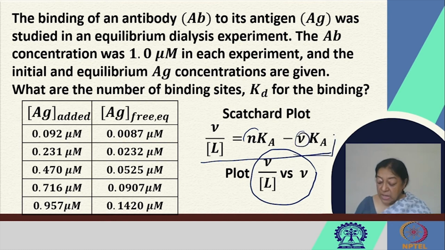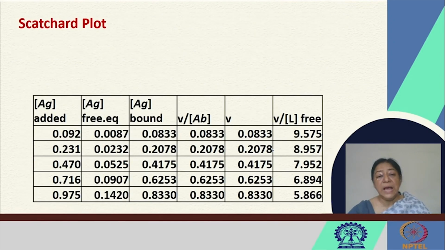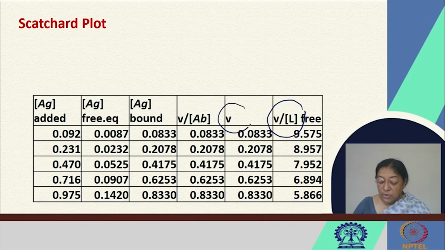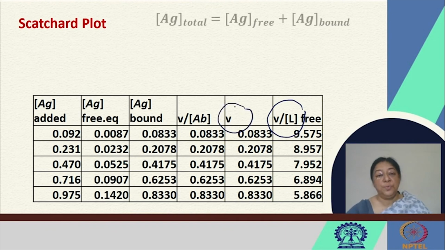So the slope is minus Ka, and we get the intercept. Now, if we look at this scatter plot, we have to do a bit of calculations in order to find the nu by L and the nu value, which we now have to plot.